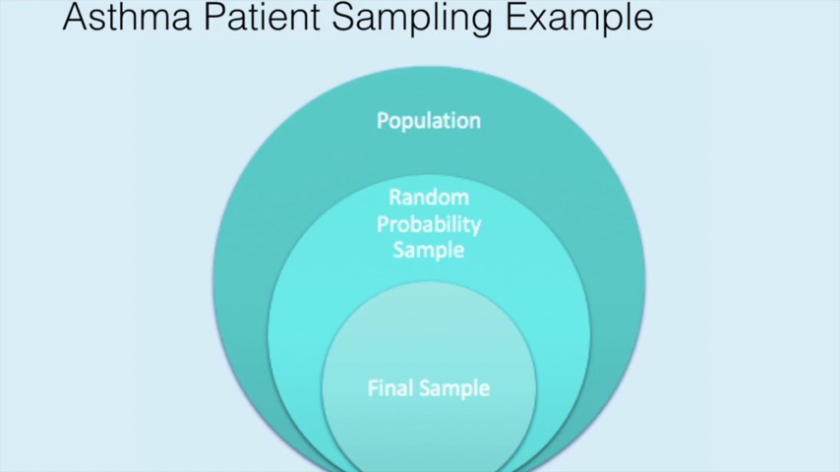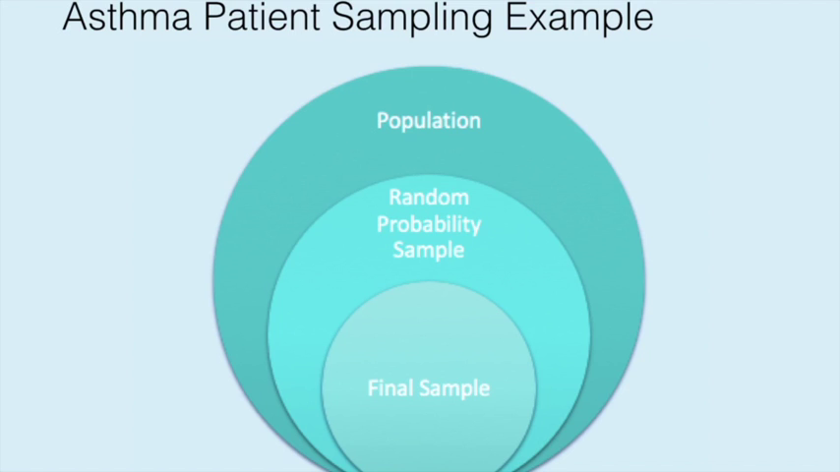So here's an example. If we're looking at asthma patients, and we have a population of 3,579 people that are age 21 and above that have a diagnosis of asthma. We're going to conduct a random probability sample. We'll get to those later, but we're going to conduct this random sample, and we get a total of 1,200 individuals that we contact to see if they're interested in participating in our study about asthma.